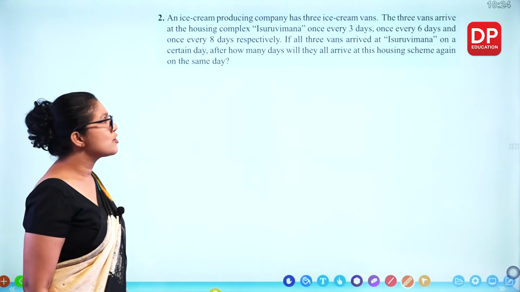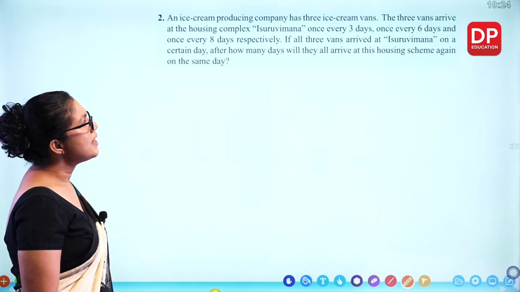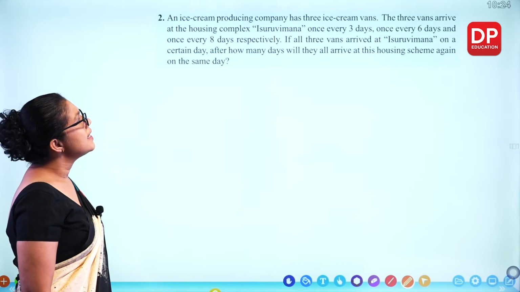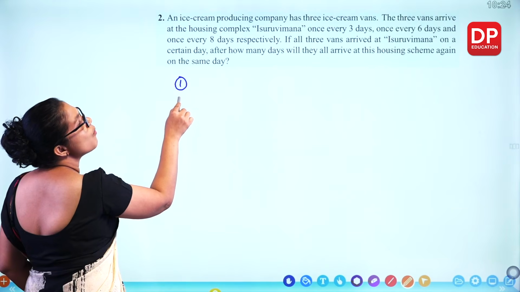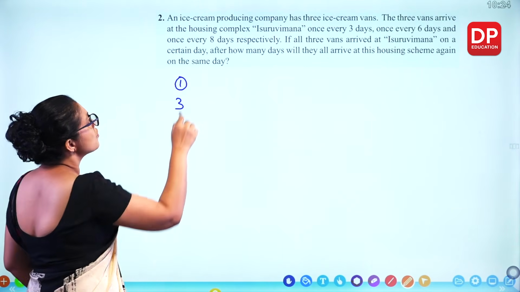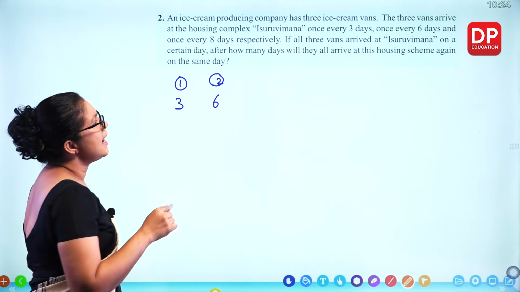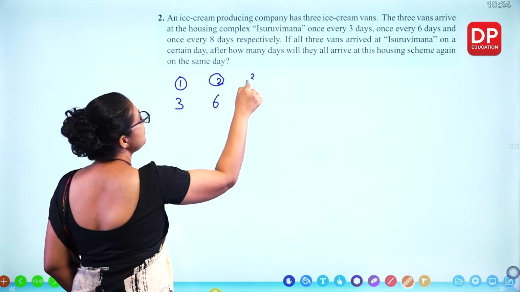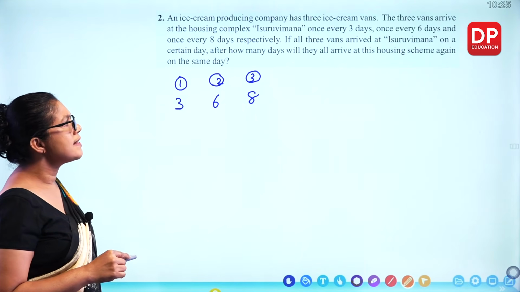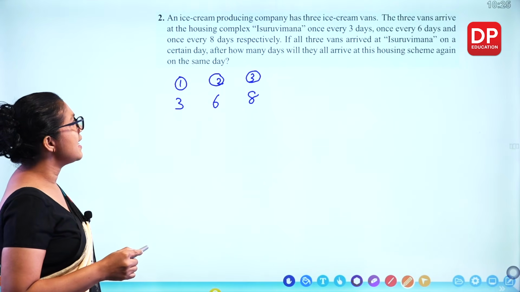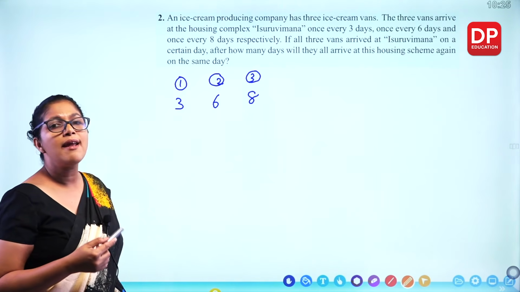Now we'll look at question number 2. It says an ice cream producing company has 3 ice cream vans. The 3 vans arrived at the housing complex Isuruvimana once every 3 days. So this first van once every 3 days, the second van once every 6 days and the third one once every 8 days respectively. If all 3 vans arrived at Isuruvimana on a certain day, after how many days will they all arrive at this housing scheme again on the same day?